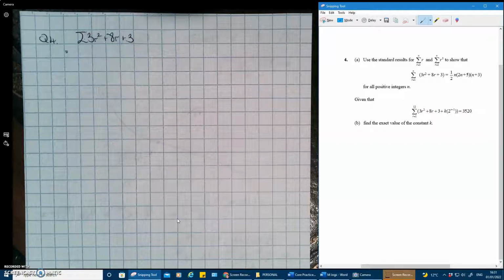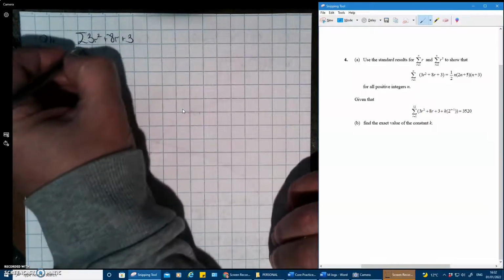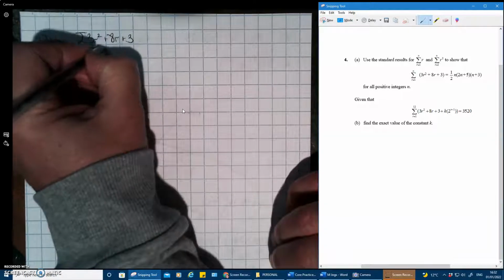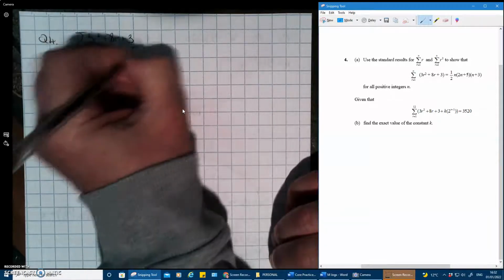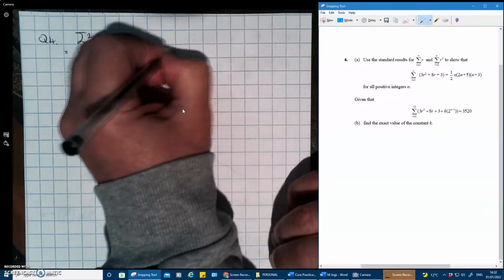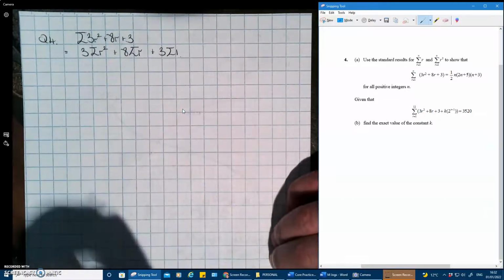Okay, question 4, summation of series. We're asked to use the standard results. The standard result for sum of r is not given on the formula sheet, but it is for sum of r squared and sum of r cubed. So we're going to split this into 3 sigma r squared, 8 sigma r, 3 sigma 1.